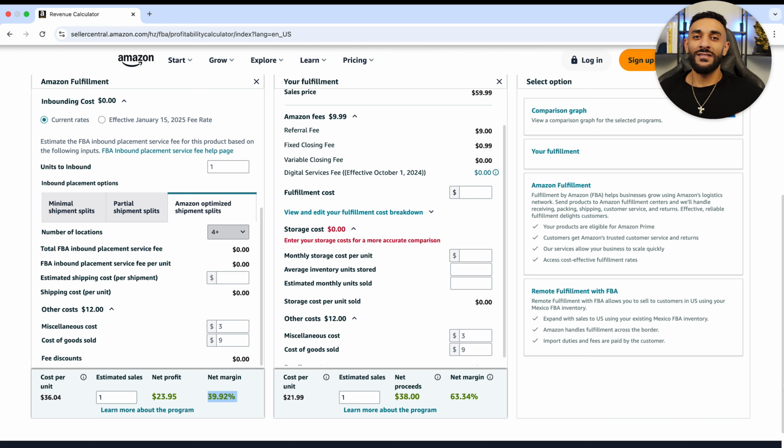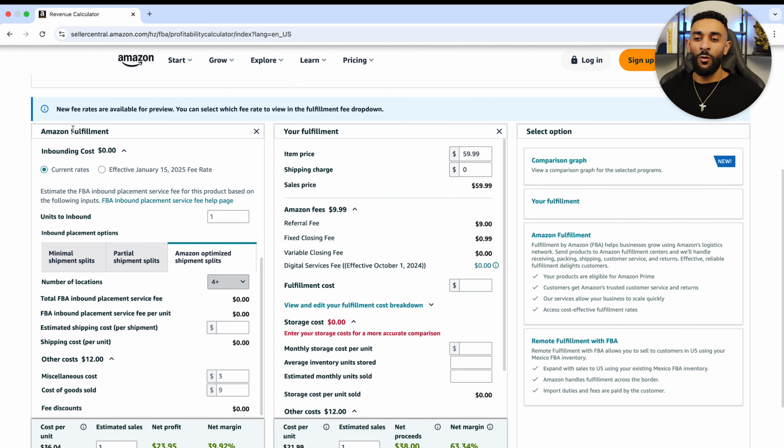And I can't stress this enough. Make sure that you calculate this before ever placing a bulk order, because some people will just go order a product, they don't calculate their numbers, and then all of a sudden they're like, Amazon takes too much money in fees. And I'll ask, did you calculate your margins before placing your bulk order? And the answer is almost always no.